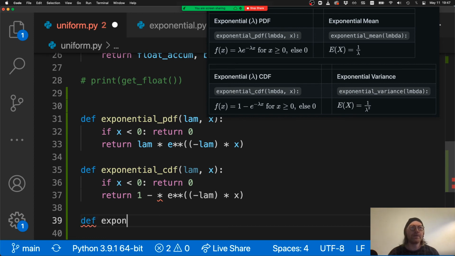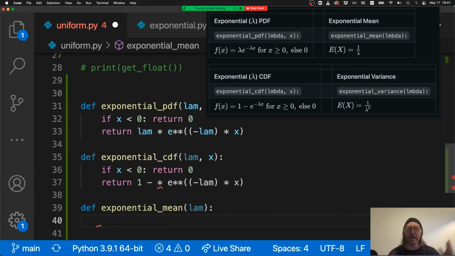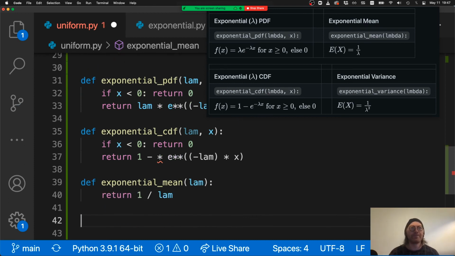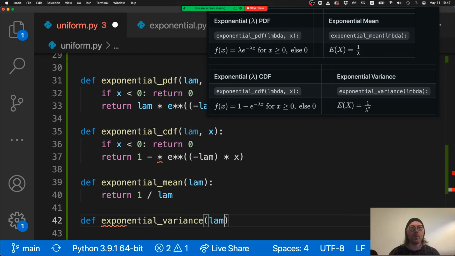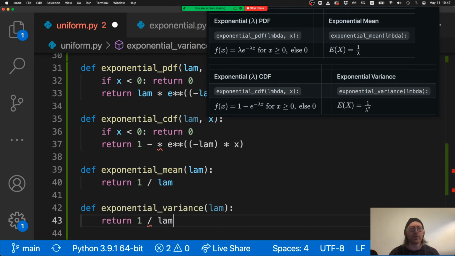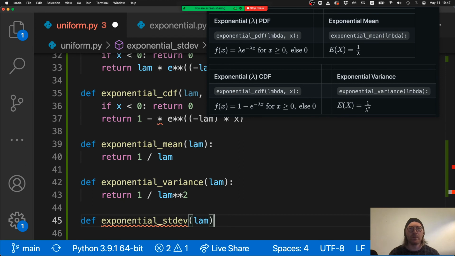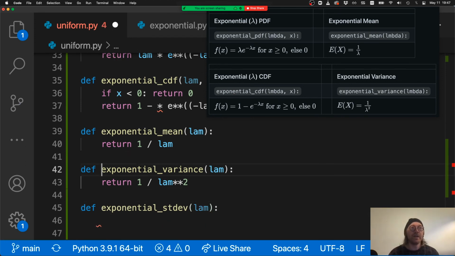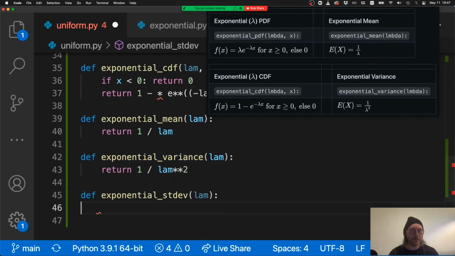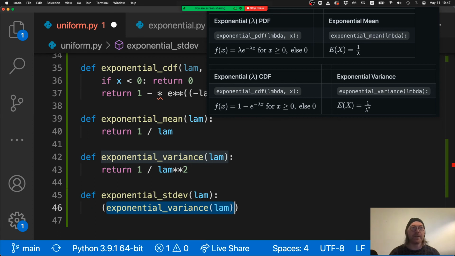Next, we've got the exponential mean, which we just pass in our lambda, and we're getting the expectation out of here. It's just 1 over lambda. And then we've got our variance. Well, not finally, there's going to be one more. So let's do exponential variance. We'll pass in lambda, and we'll return 1 over lambda squared. Now, I'm just going to put in also the exponential standard deviation. All this is the square root of the variance. That's what standard deviation is for us. And that's why I imported that square root function.